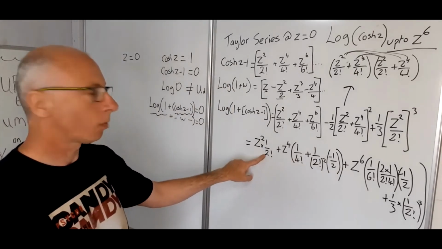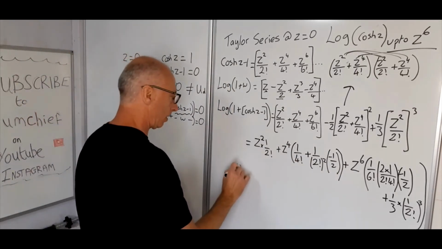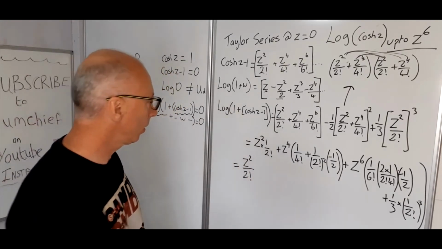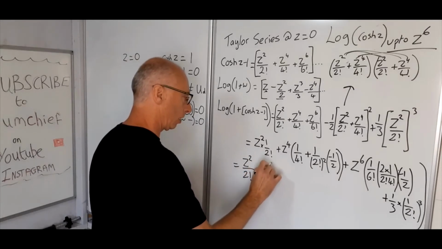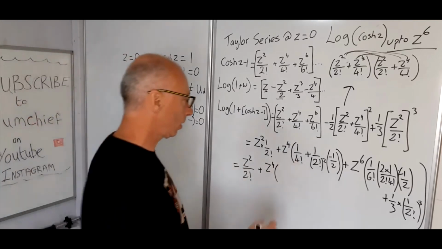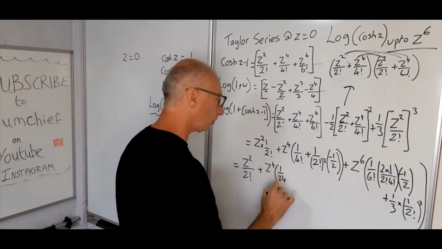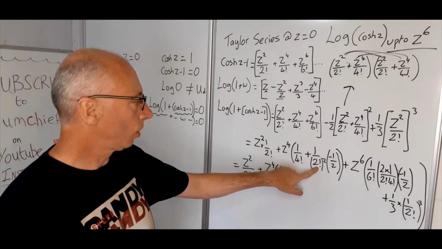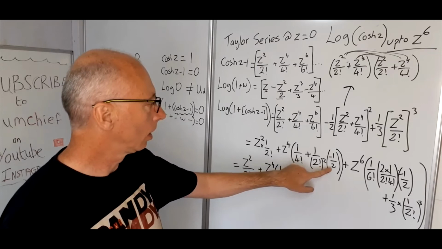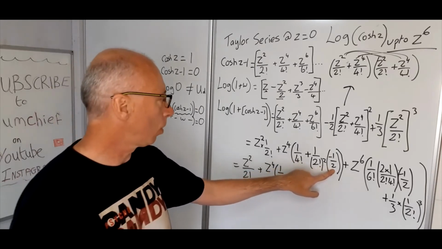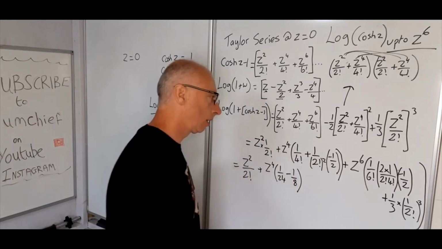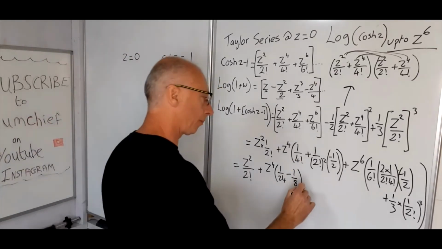So z squared times 1 over 2 factorial, that's z squared over 2 factorial. That's the z squared finished. Plus z to the 4. Okay, 1 over 4 factorial, well, that's 1 over 24. 1 over 2 factorial squared, a half squared is a quarter, times minus a half is minus 1 over 8. So that's that one taken care of.